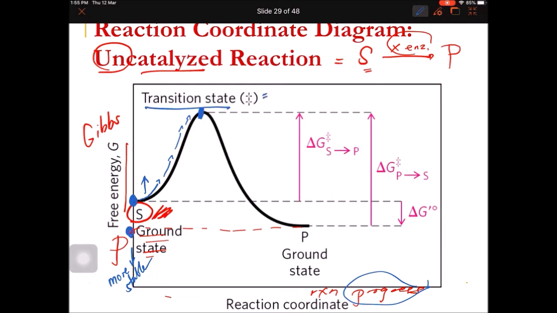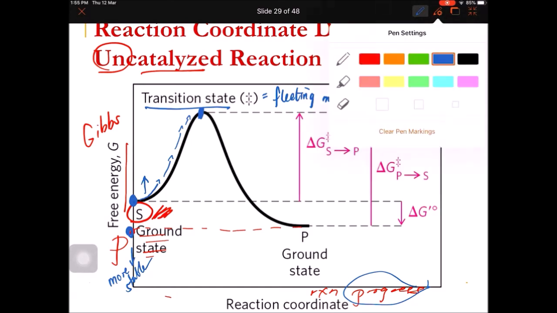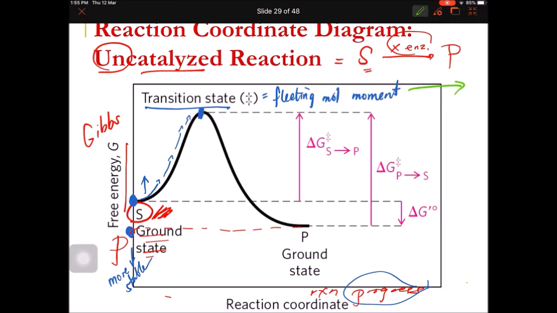Ang transition state, this is defined as the fleeting molecular moment in which the reaction could either proceed or not proceed. So ito yung climax na dapat nating abangan kung ang reaction ba ay tutuloy pa kanan o babalik siya pa kaliwa. So para can you follow? Again, kung matutuloy pa kanan, pa right, o kaya hindi.